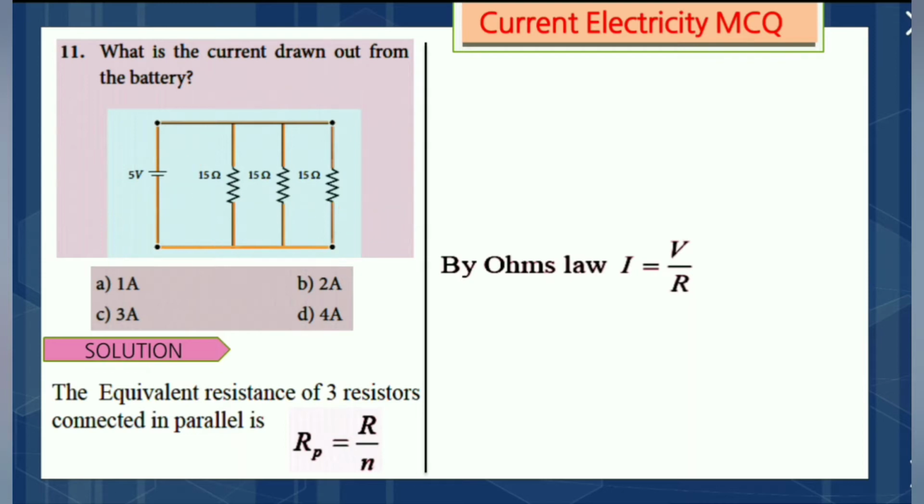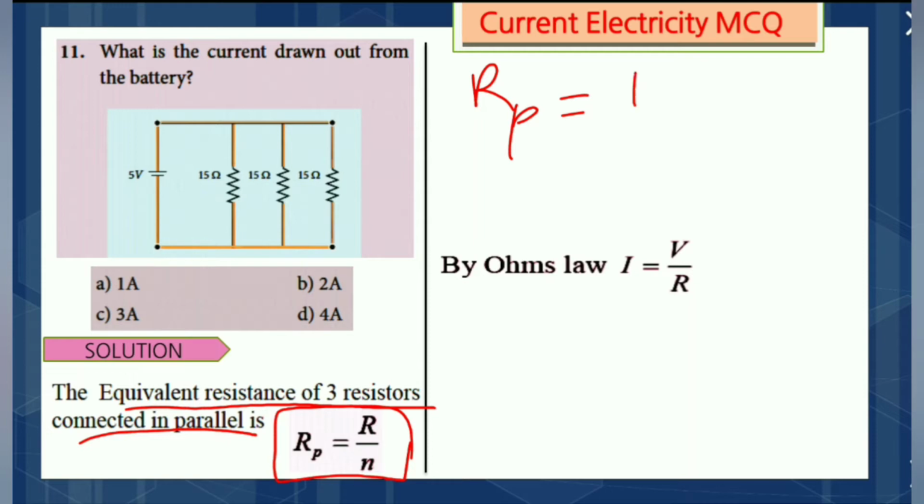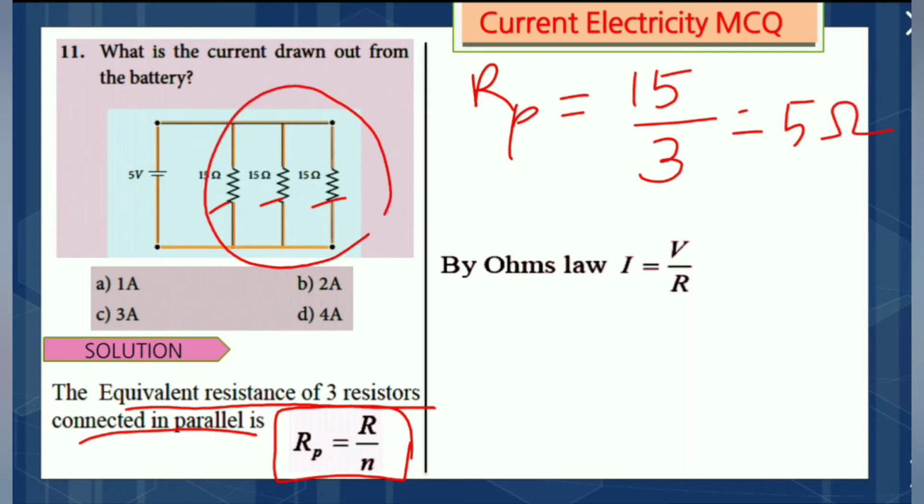Okay, so three resistors are connected in parallel. We'll use the shortcut: Rp is equal to R divided by N. What is the value of R? 15 ohm, divided by the number of resistances, which is 3. So Rp becomes 5 ohm. The total resistance in this combination is equal to 5 ohm.